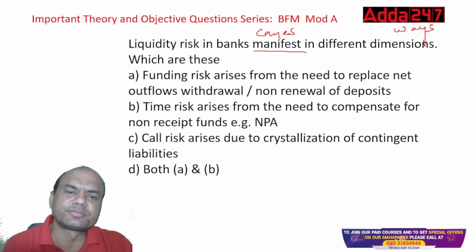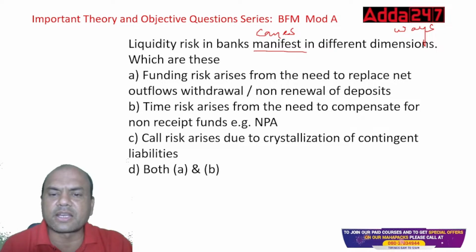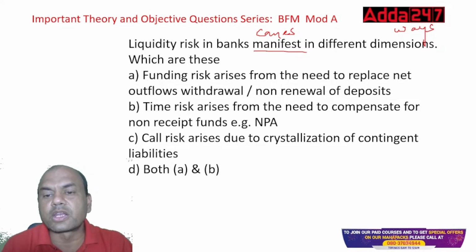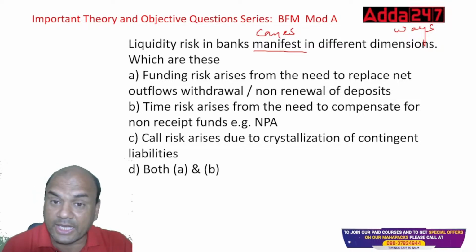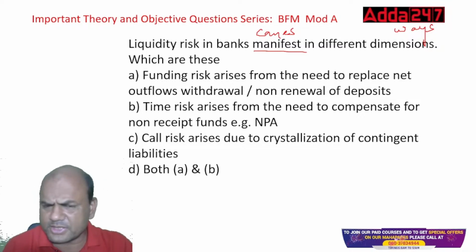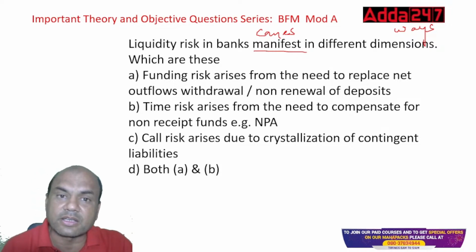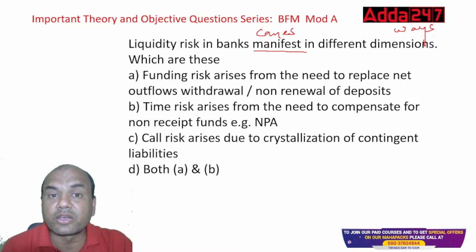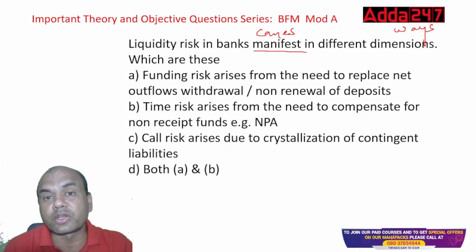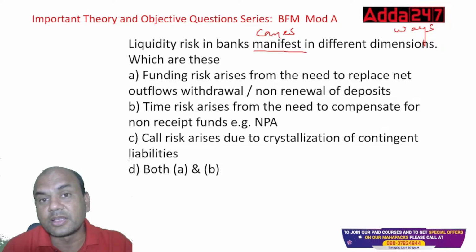What are these? Funding risk arises from the need to replace net outflows, withdrawal and non-renewal of deposits. It can be. Just answer. Think over it and answer. Fine. So here, CAIIB is not like JAIIB. Just because you got the answer, don't tick it. No. Here you have to think. Funding risk arises from the need to replace net outflows. Non-renewal of deposits means whatever is going out needs to be replaced.